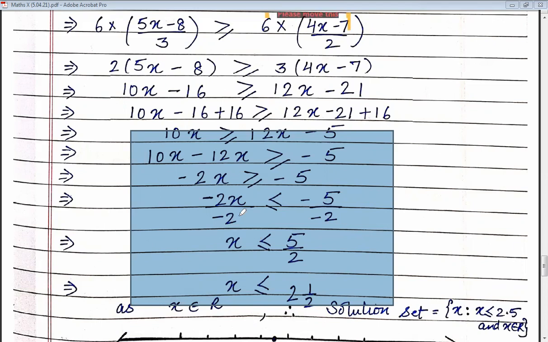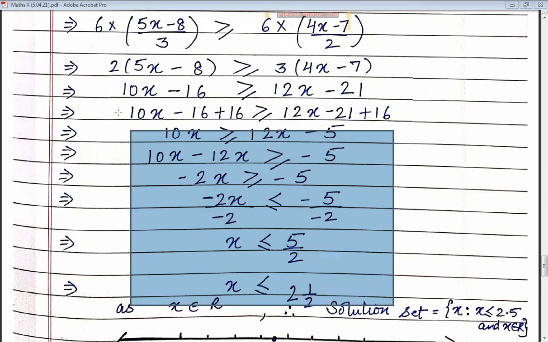Okay, children. So after cancellation of minus 2 and minus 2, and this minus sign also, your answer is x less than or equal to 5 upon 2. And after simplification, or in mixed fraction, your answer is x less than or equal to 2.5.